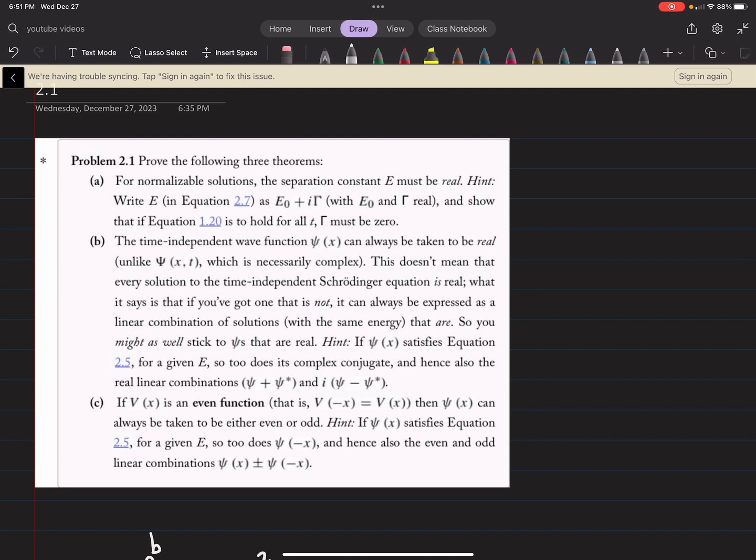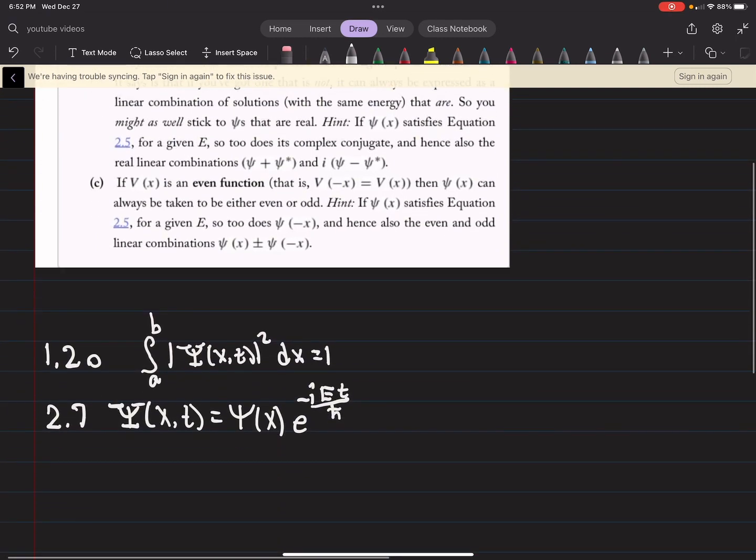Okay, so 2.1 is proving these different theorems, and the first one wants us to prove that for normalizable solutions, the separation constant E must be real. It gives us a hint with two equations, which I've written down here. And it tells us to write E as a complex number.